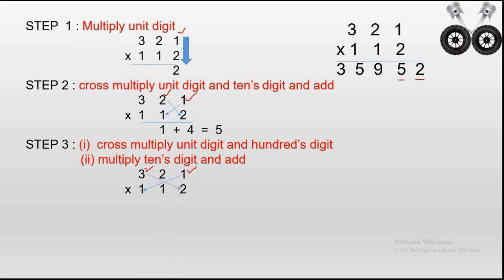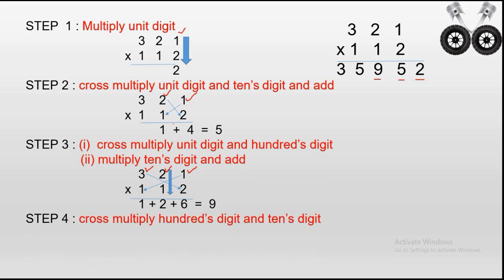So after that we have to multiply the 10th digit. That is the number which is present in the 10th position. The 10th position values are 2 and 1. So 2 into 1 is 2. So we have to add 1 plus 2 plus 6 equal to 9. That should be written in the 100th place.